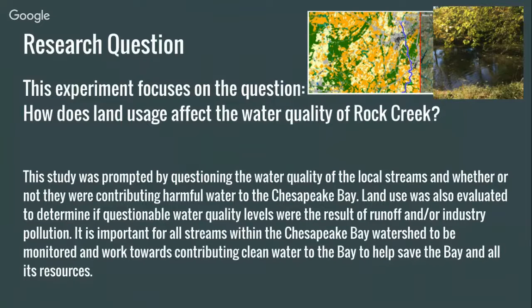In this experiment, I tested to see how land use affects the quality of the water of Rock Creek. Rock Creek is upstream of the Chesapeake Bay, so what happens in our water will end up contributing to the water quality of the Chesapeake Bay. We need to restore the bay to help save it and its resources.